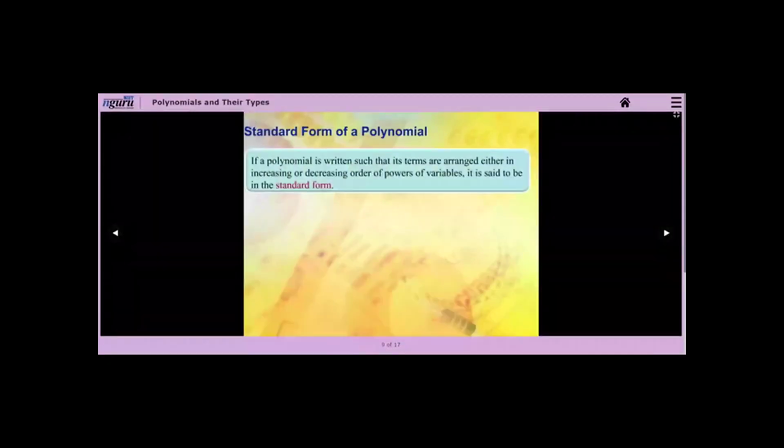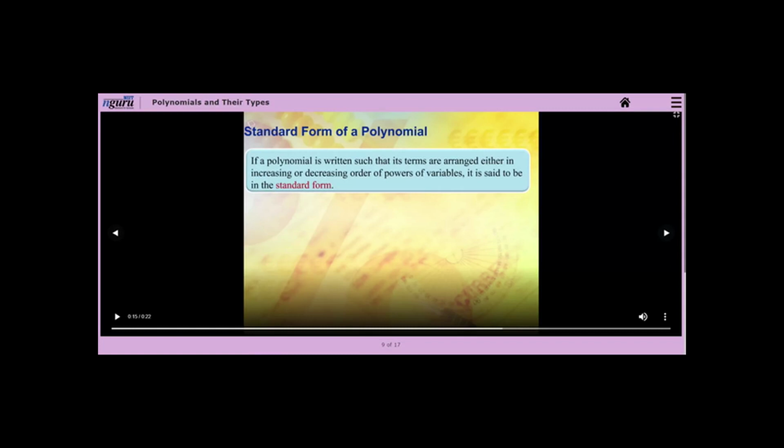Let us now learn to write a polynomial. If a polynomial is written such that its terms are arranged either in increasing or decreasing order of powers of variables, it is said to be in standard form. What is the meaning of this? How should we arrange the terms? Power should be increasing or decreasing? Increasing order, decreasing order. Yes.